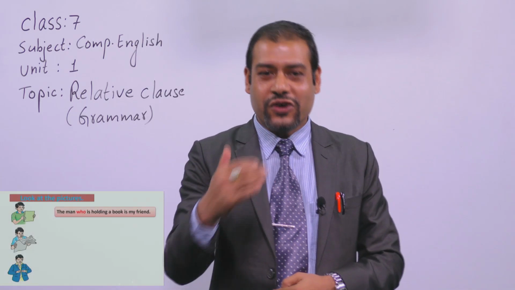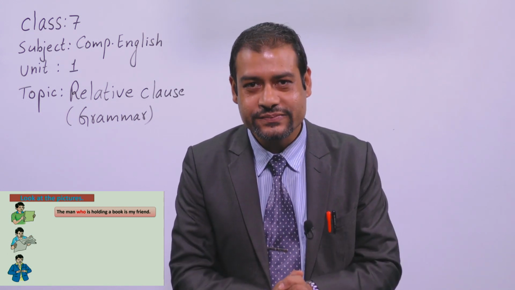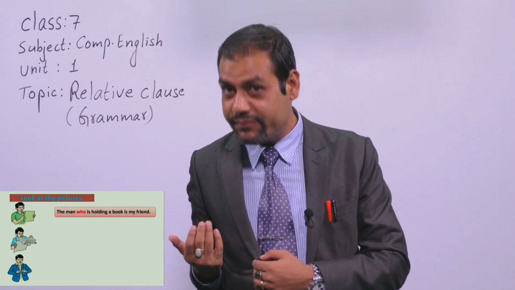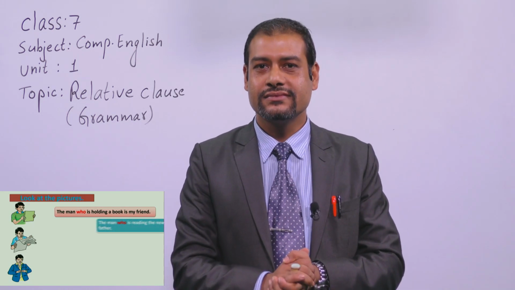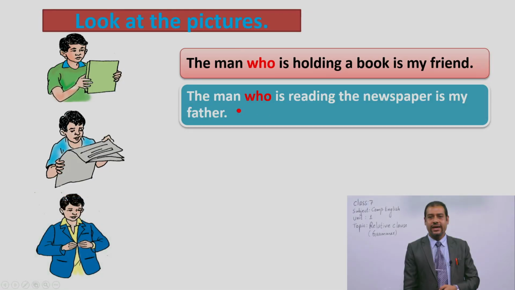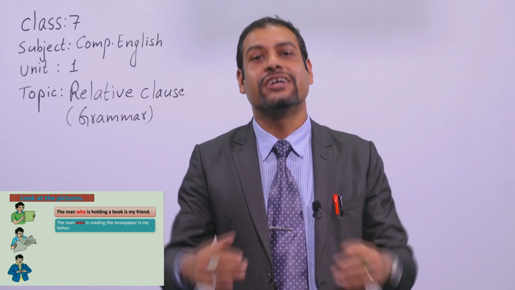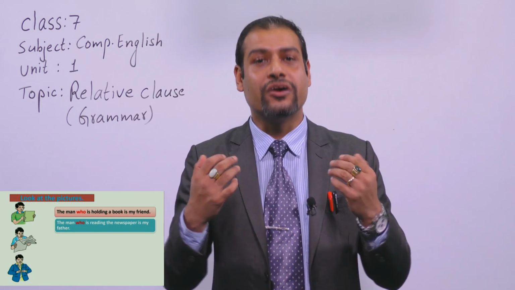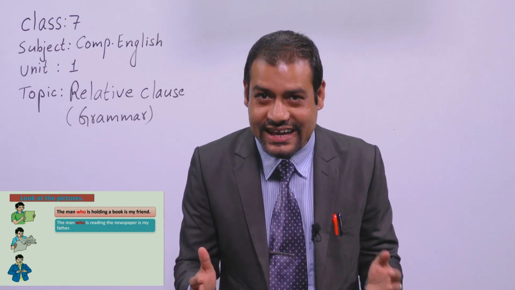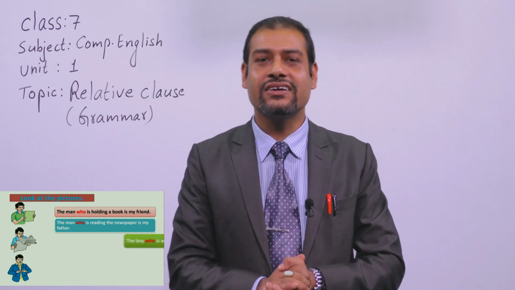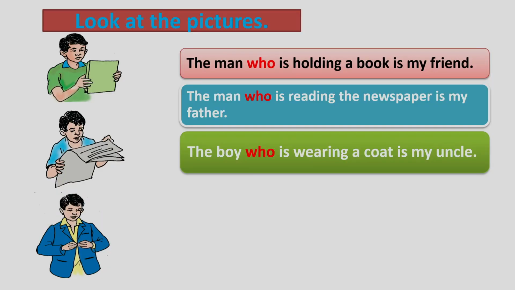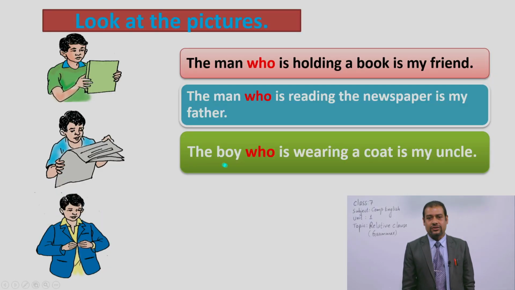And for the second picture, what did you write there? Please compare your sentence with my sentence. I have written, the man who is reading the newspaper is my father. We'll discuss these sentences. What is your third sentence? You might have written, the boy is wearing a coat. Now you can compare this sentence also. What did I write there? Please read it out. The boy who is wearing a coat is my uncle.